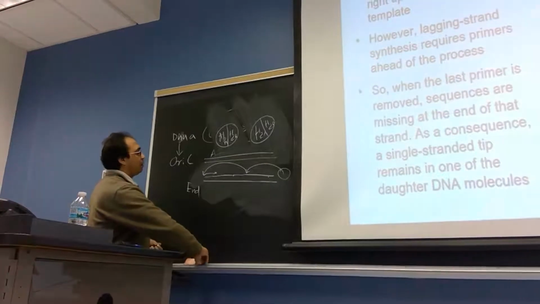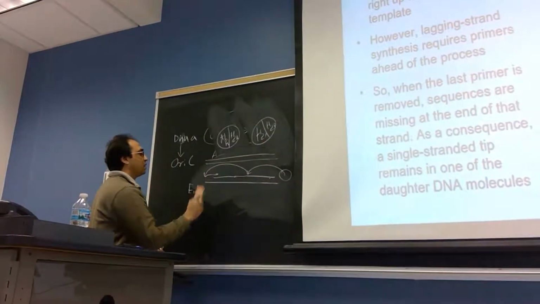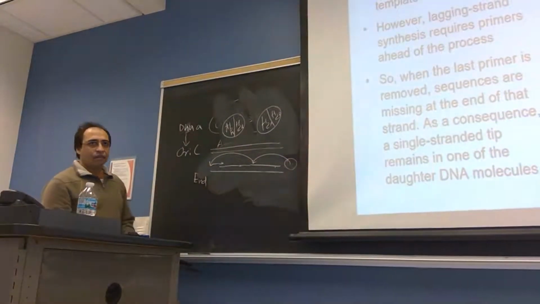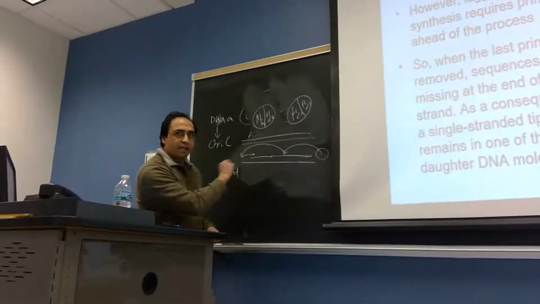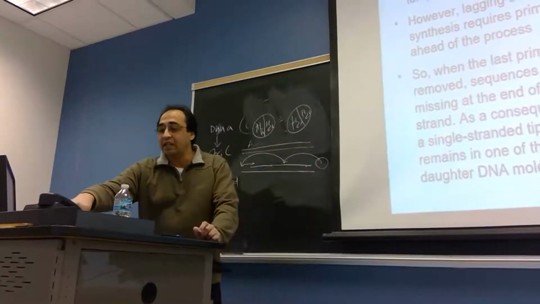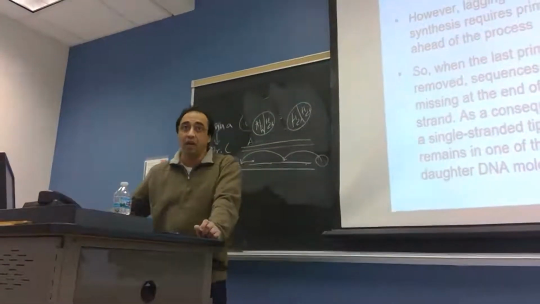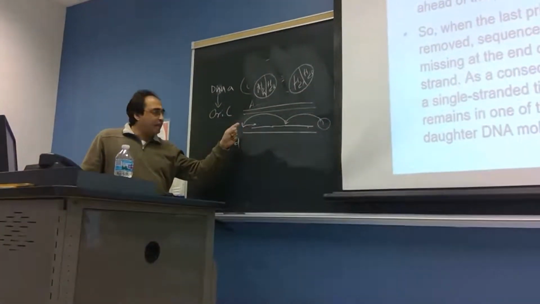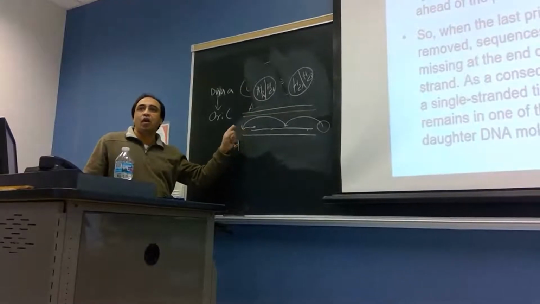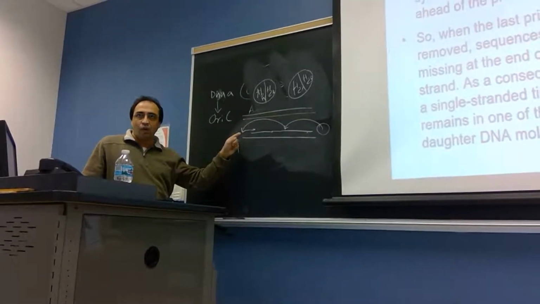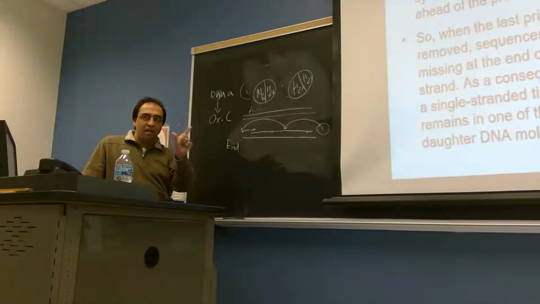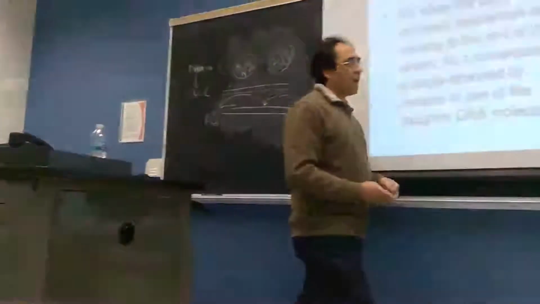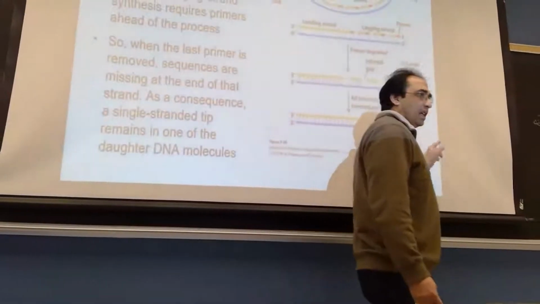What happens if this one is removed? There is no DNA here. If there is no DNA here, they cannot synthesize this part, because DNA polymerase always needs an open OH group all the time. They cannot synthesize this part. So in such a case, there is always an overhang. One DNA, the new DNA, is short and the old DNA is long, and that is called the overhang. All the time there is a 5' overhang here. Okay.